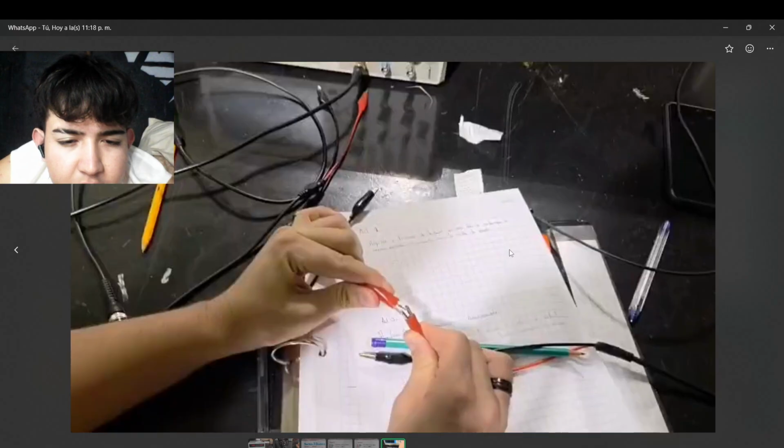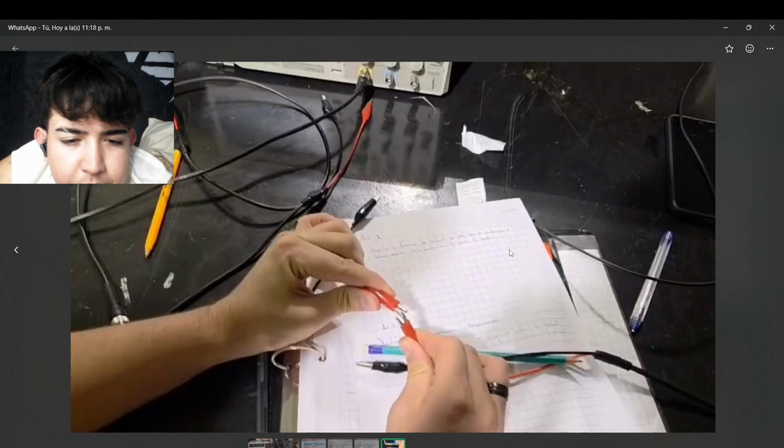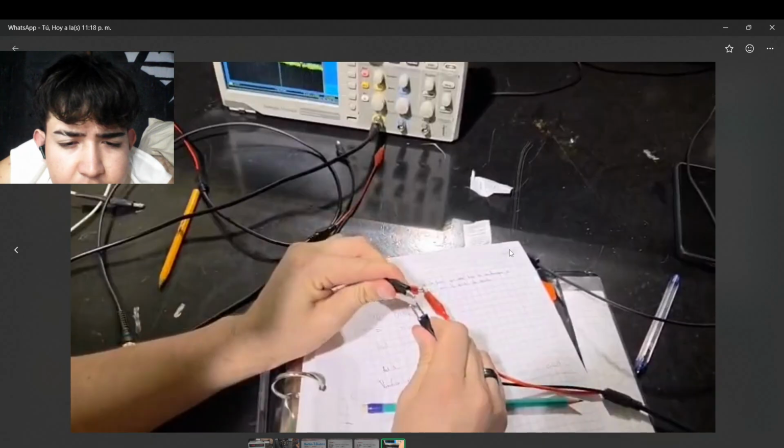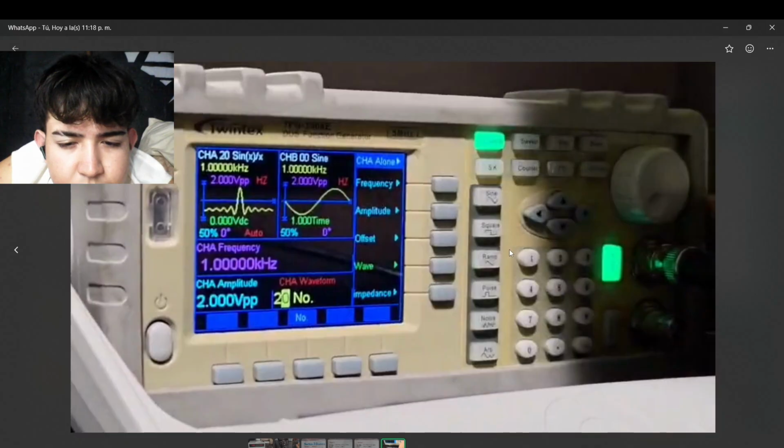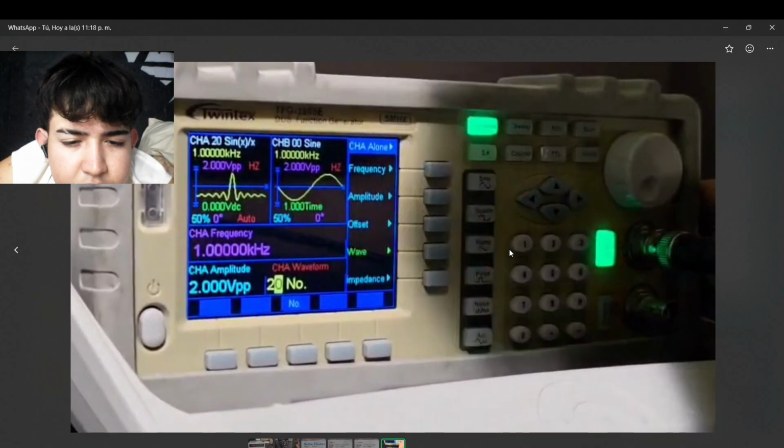Step 7. Signal recording. Finally, the signal observed in the oscilloscope was recorded. The values of Vpp, frequency, and period were noted for each type of wave: sine, triangular, and square. These data were used to draw the corresponding waveforms in a diagram.